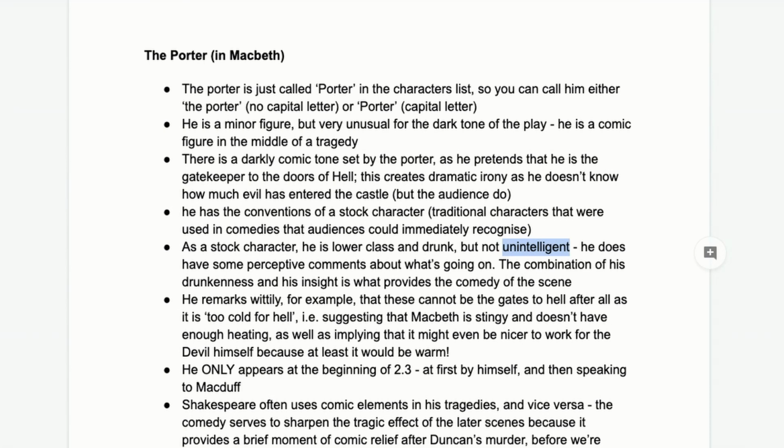And when he talks to Macduff, he's actually quite witty. He has a lot of jokes that he makes, and puns, and they're all quite clever. So he has some perceptive comments about what's going on around him, even though he doesn't actually know. He sort of picks up on the feeling of it, and he has a combination of being drunk but also being insightful, and that tension provides the comedy of the scene. So sometimes he's really silly, but then every so often he has a comment or remark that is unusually clear or very forward thinking or very accurate.